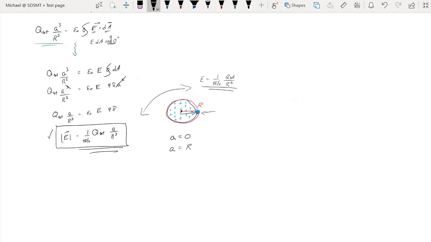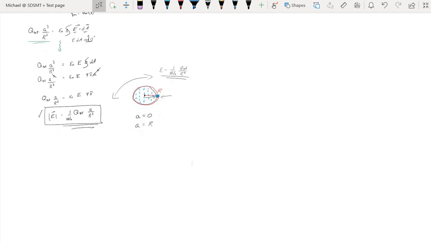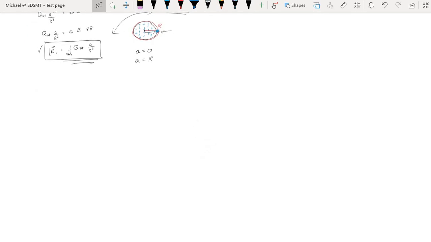So now that we've seen what happens with a charged sphere and how a charged sphere is going to behave both outside and inside of the sphere, can we take that idea and apply it to something like a charged cylinder?